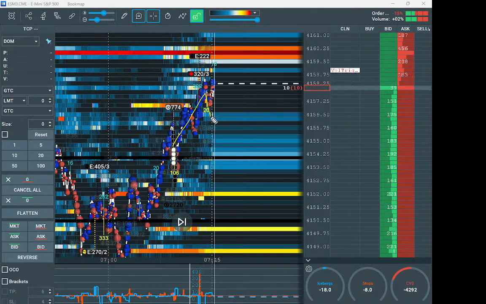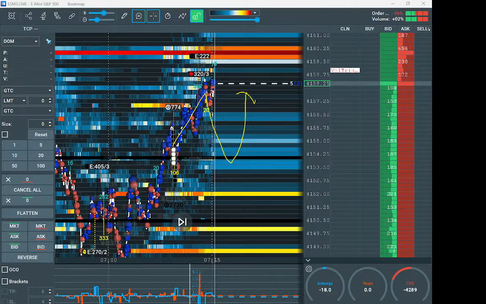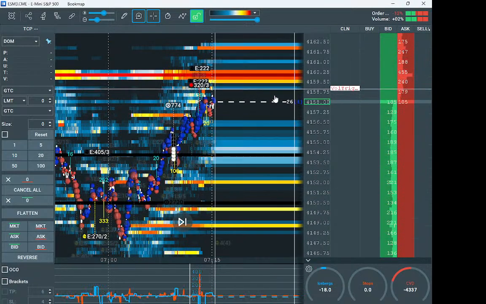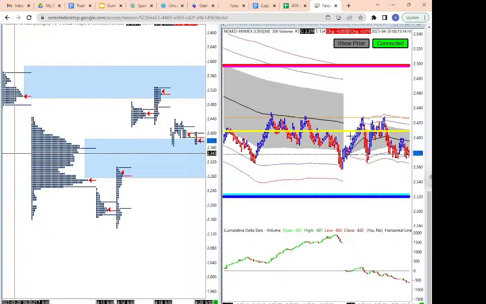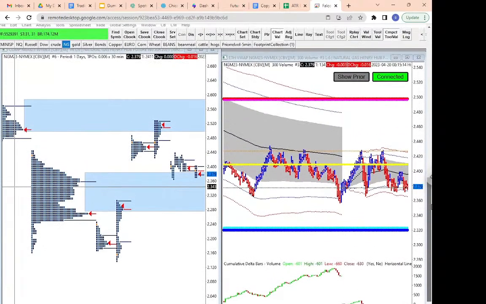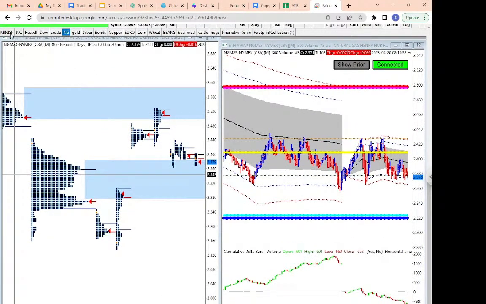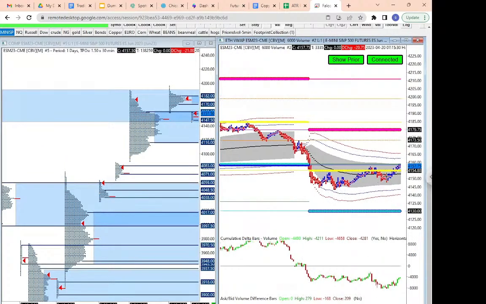So I'm waiting for that to go along the BARF setup as well. And that's all I really have going for these setups. Some other ones are the slug. That's a stop run at the Ludwig level. The major Ludwig levels I go over every week. We'll go over these two. We're not at a major Ludwig level. We're actually just bouncing around this yellow lug.